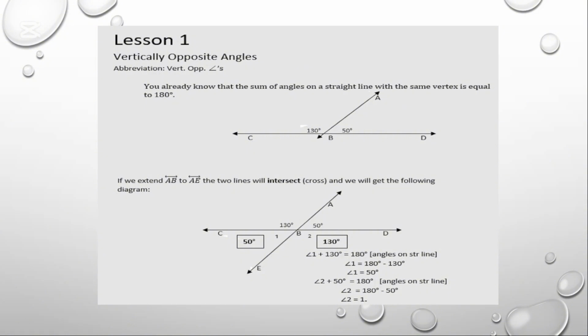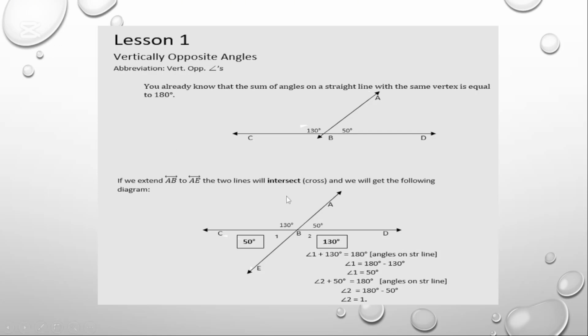So now we can say that when two lines intersect, CD and AE, the vertically opposite angles are equal. They are exactly the same size, right? So ABD 50 and CBE 50, CBA 130 and DBE 130. Vertically opposite angles are equal.